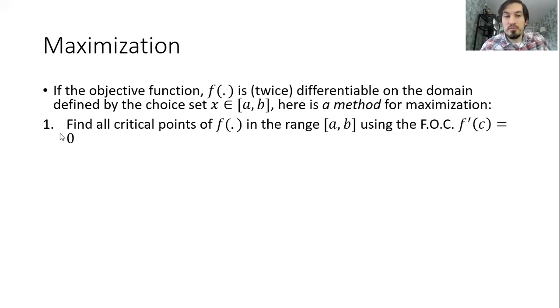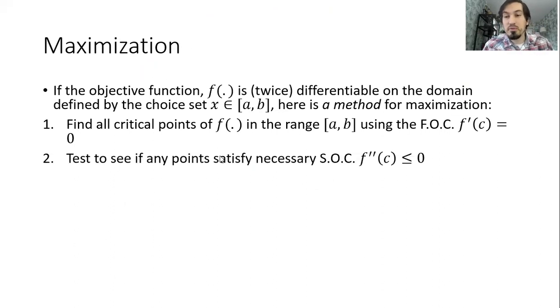Step one, find all critical points of f using the first order condition, f prime equals 0. You're searching for some c that satisfies f prime of c equals 0. Step two, test to see if any of these points that you found satisfy the necessary second order condition, f double prime of c less than or equal to 0. That means they might be a maximum.